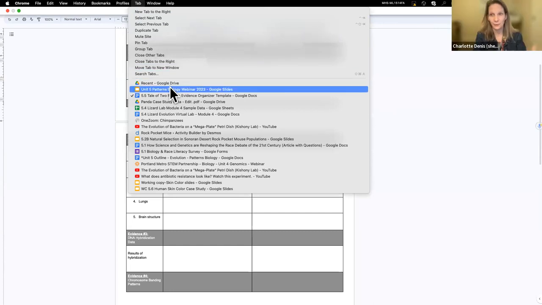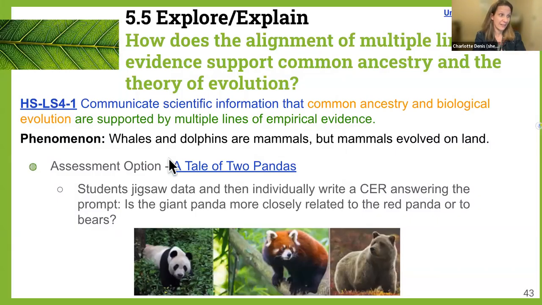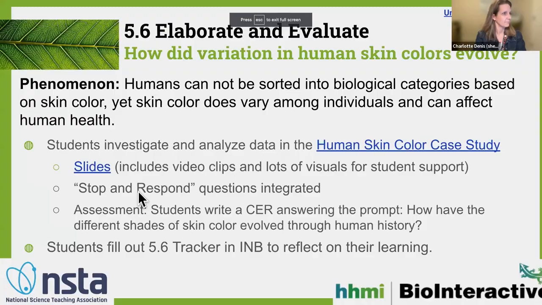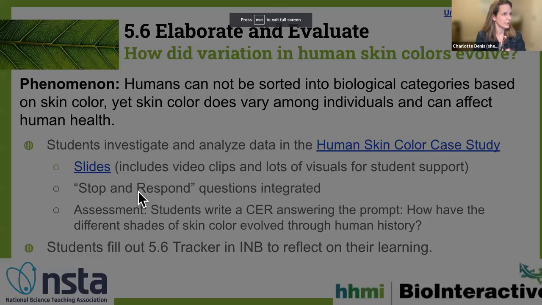Yes. And that is part of the design principles, right? This is not a sit-and-get type of thing. We want them to be part of the investigation and for the teacher to be the facilitator and not just, as we said, the deliverer of the knowledge. So I've used this as an assessment, right? When they're writing their claim, evidence, reasoning.